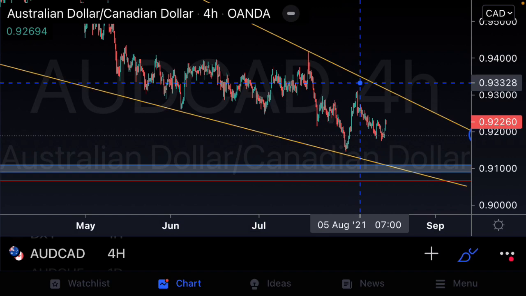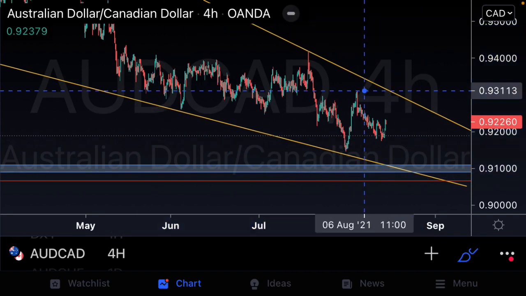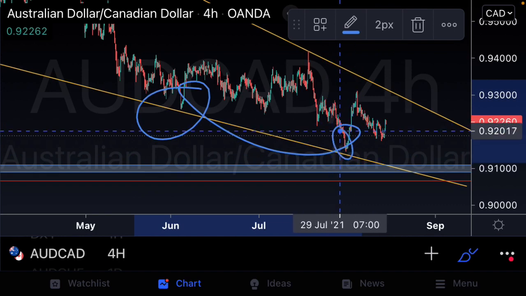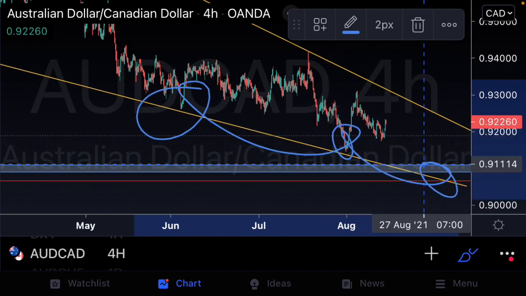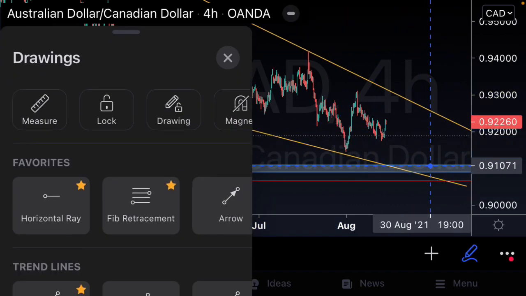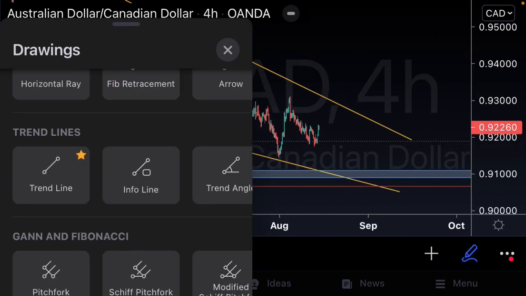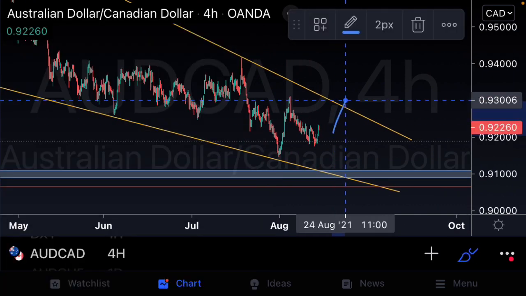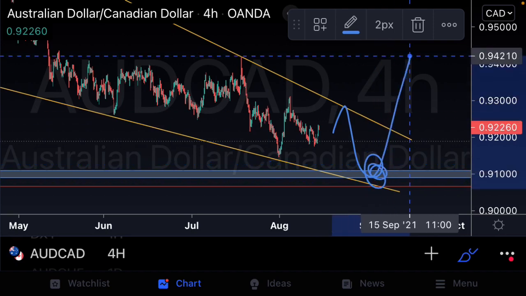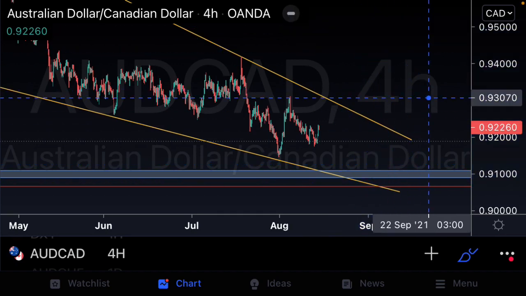Now that we've concluded that, we understand that we're in this descending structure, guys. We do have our first touch, we do have our second touch, so we can be assuming that Aussie Cad can come down to these nice support structures here and complete for us this nice 3-touch structure, giving us a beautiful reversal from the structural area down there.